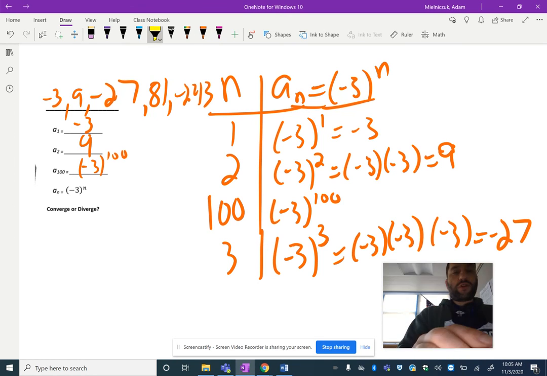This would be divergent because it's getting bigger and then smaller, bigger and then smaller. It's never going towards a certain number. It's getting infinitely bigger or infinitely smaller depending on if it's positive or negative.